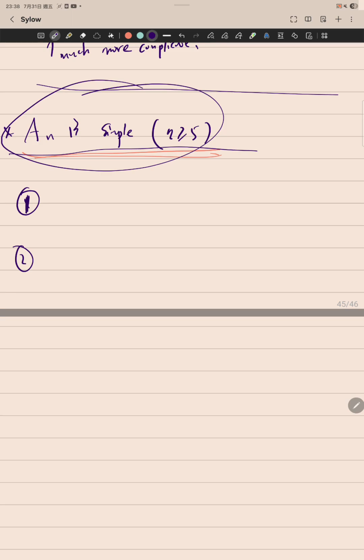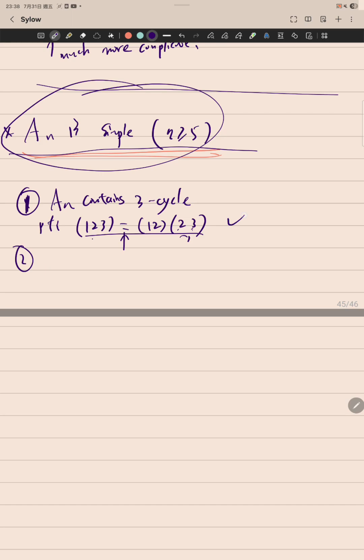The first thing I want to say is that A_n contains all 3-cycles. The proof is simple. We just need to write, for example, (1 2 3) in terms of transpositions of two elements. Let's say I just write (1 2)(2 3). Let's try it: 2 maps to 3, 3 maps to 2 and then to 1, so 3 maps to 1, and 1 maps to 2. So this is the same, and so that finishes the proof.